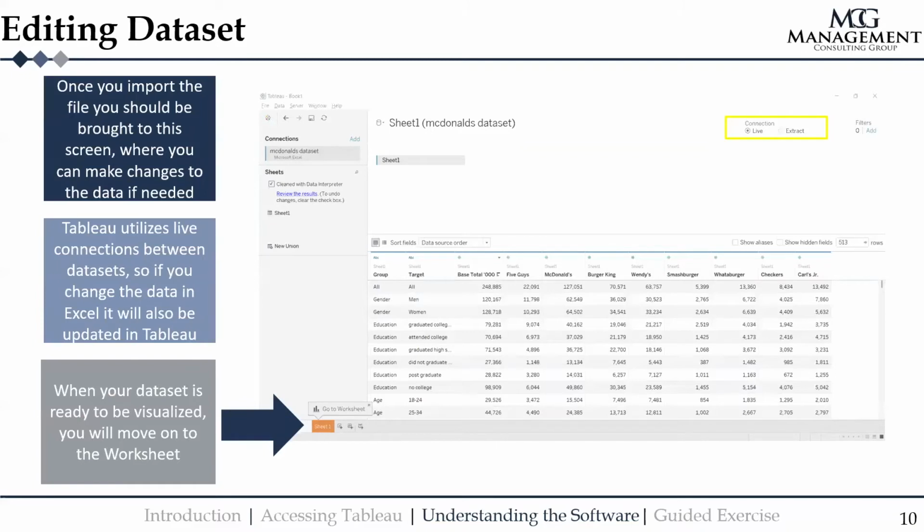So after that, you're going to be brought to this screen, which this is where you could edit and start to manipulate your data sets. So depending on the data set that you have, there's going to either be just one sheet that you're going to be looking at, or multiple sheets. If there's just one sheet, all the data will be brought in automatically, and it'll be visible on the bottom.